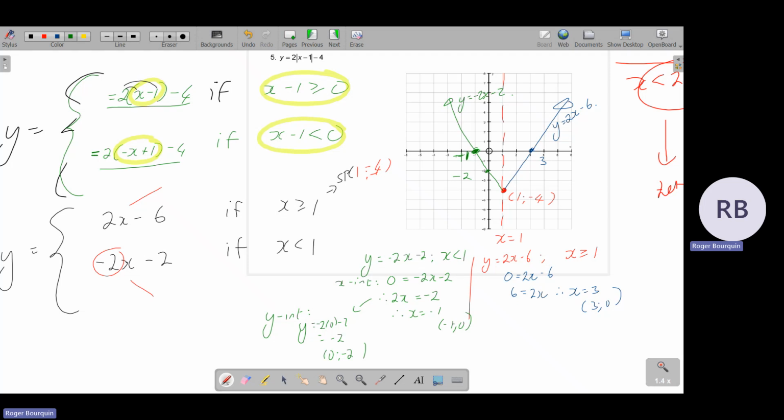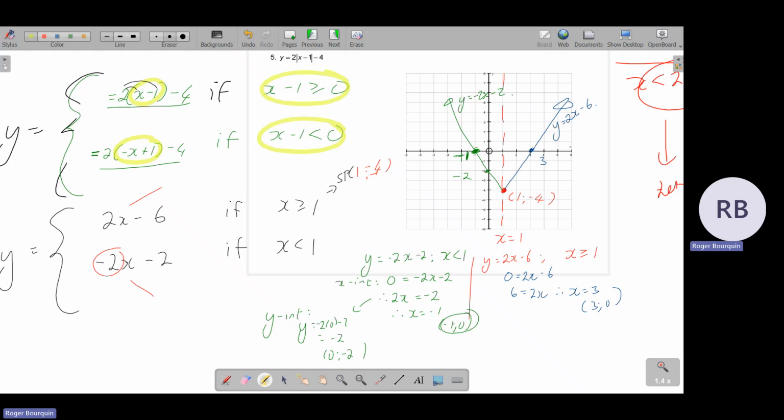So let's check. Your x-intercept: I get 0 equals -2x - 2. So you solve, you get x is -1. So it must go through (-1, 0), which is over there. My y-intercept: I let x be equal to 0, and you don't have to do any working. You get -2. So this branch goes through (0, -2) and (-1, 0). And this is the line y equals -2x - 2.